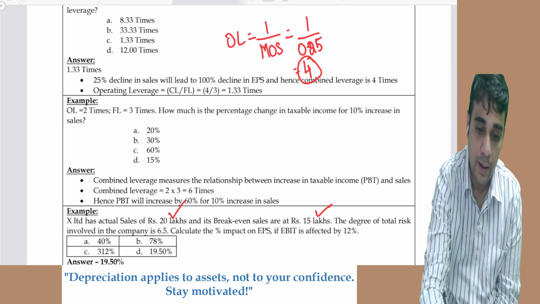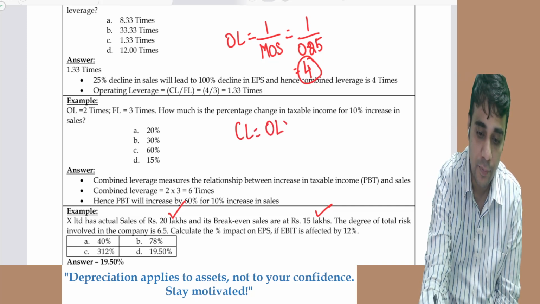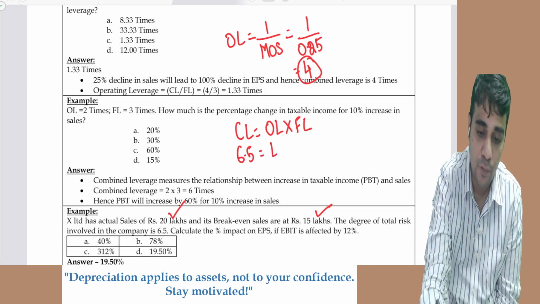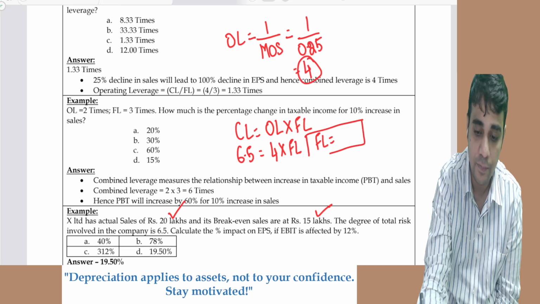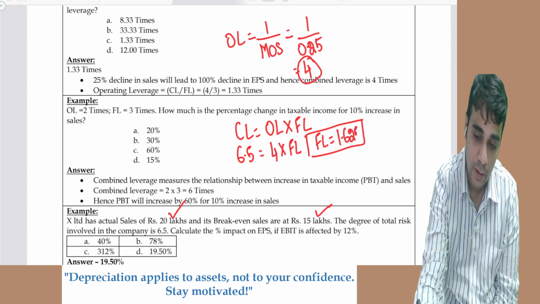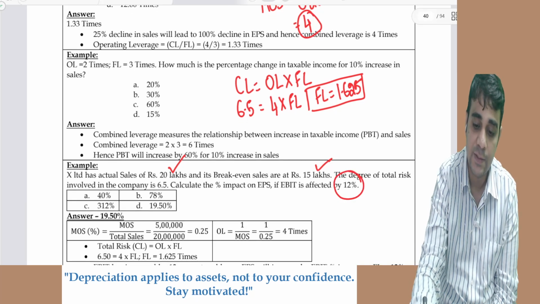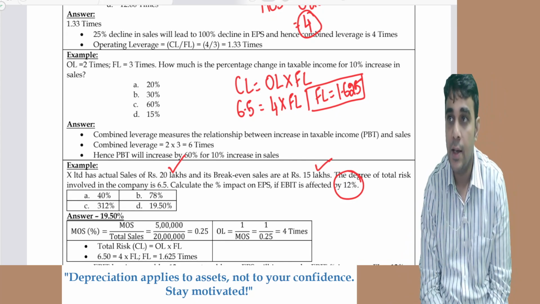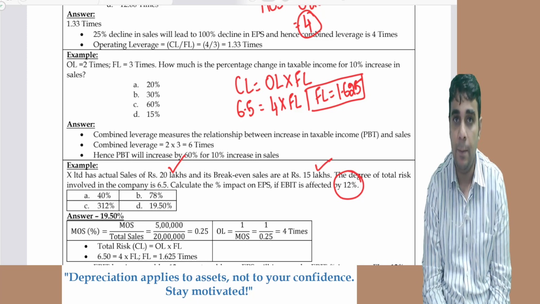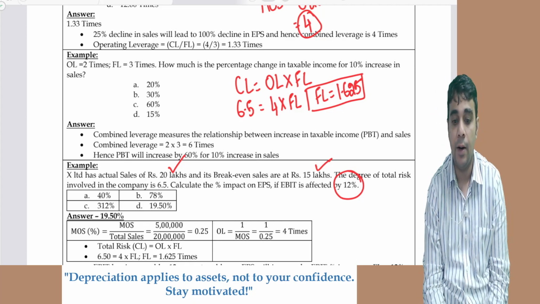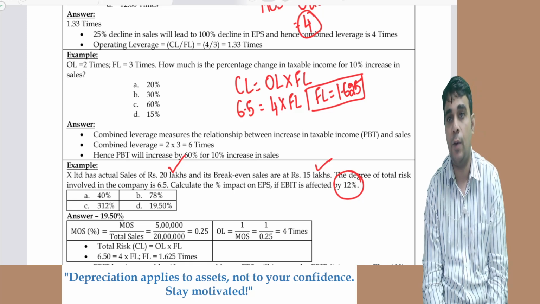Combined leverage is equal to OL into FL. 6.5 is equal to 4 into FL. FL is 1.625. That is, if EBIT increases by 12%, EPS will increase by 12 into 1.625. If EBIT increases by 12%, EPS will increase by a higher number.